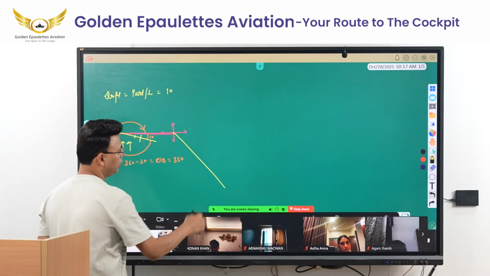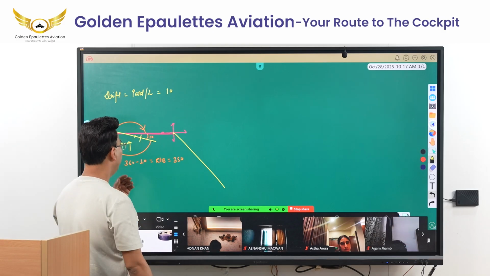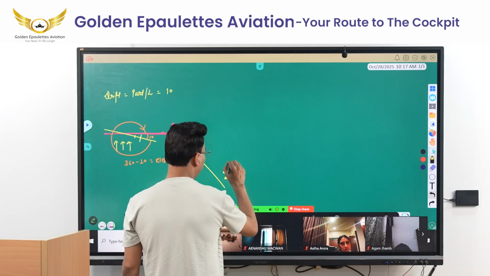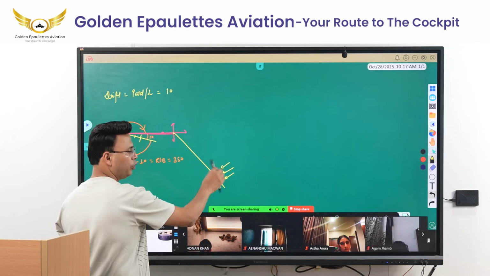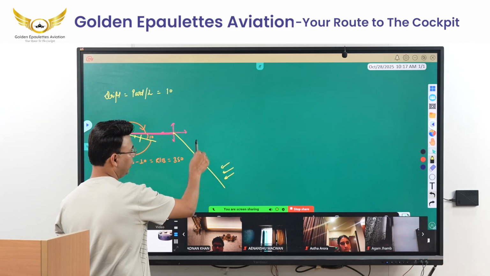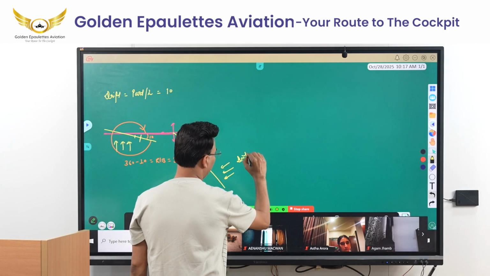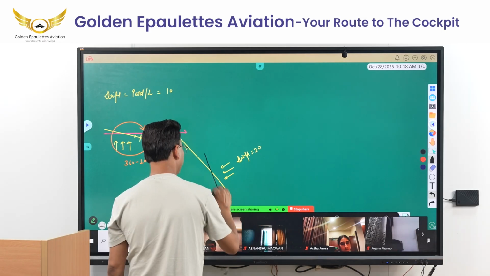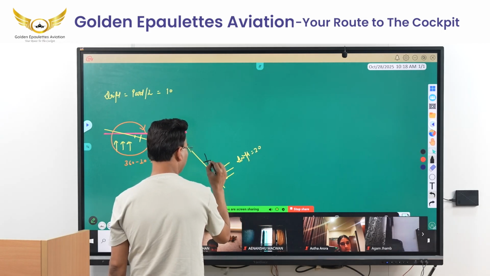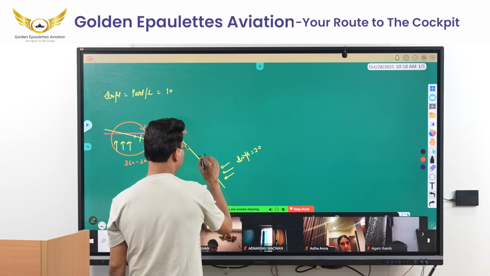Now let's look at another situation. On to the station on this particular track, I get wind from my right. Where will I drift? To the left. So I'll put my nose into the wind this way. And let's say this drift is equal to 20 degrees. So I will be flying this way. This angle is 20 degrees.